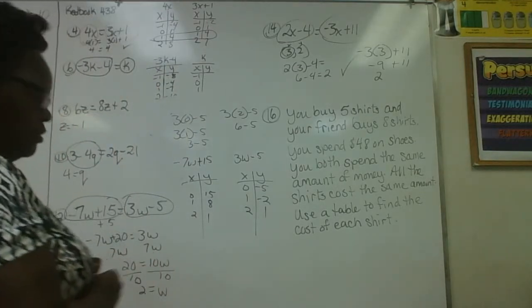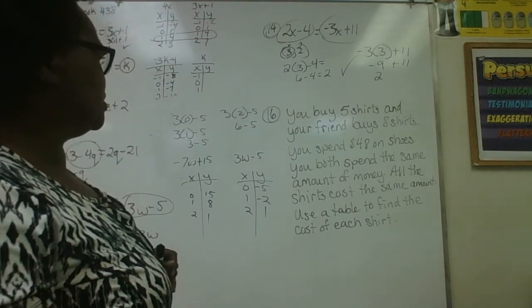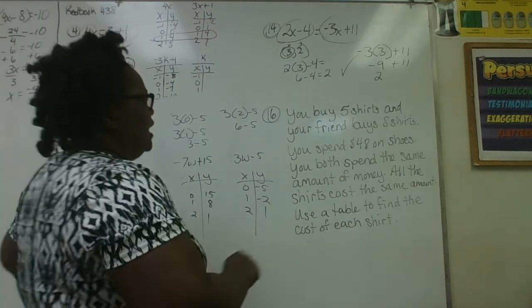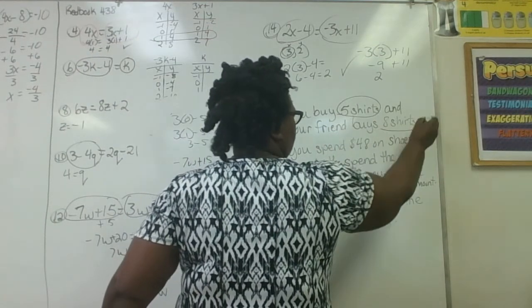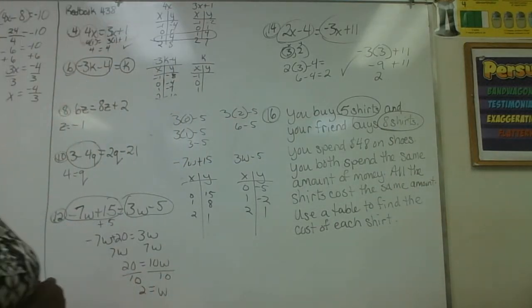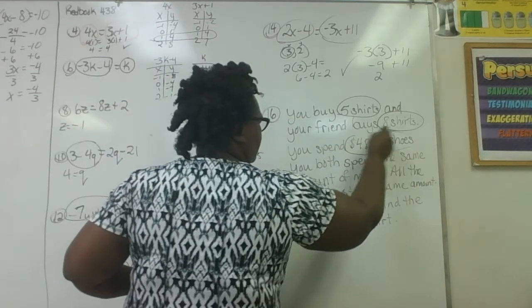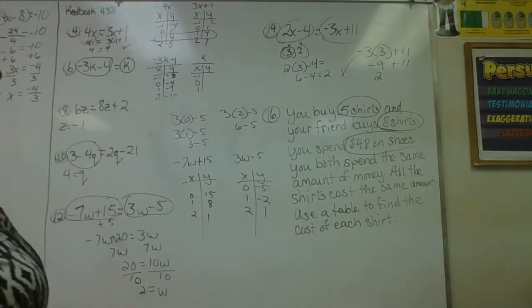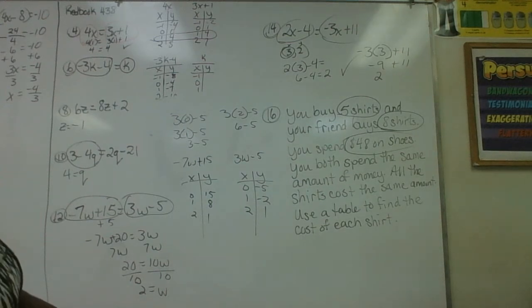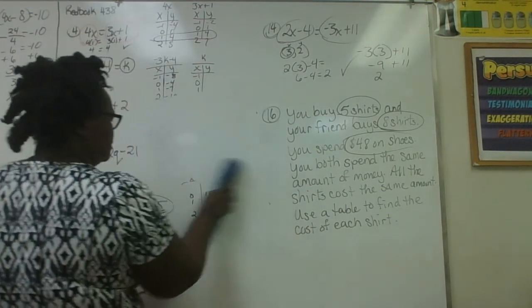Now, last problem. You buy 5 shirts and your friend buys 8 shirts. You spend $48 on shoes. You both spend the same amount of money. All the shirts cost the same amount. Use a table to find the cost of each shirt. Now we're going to do this.